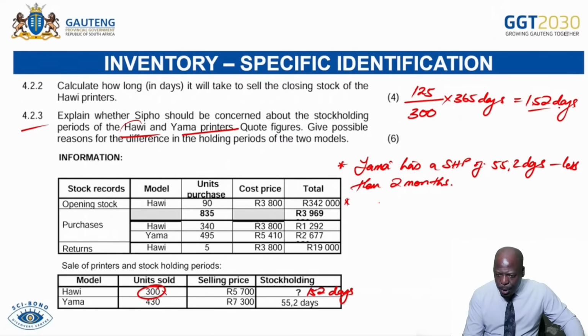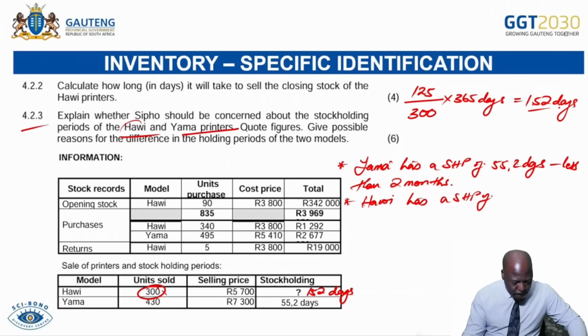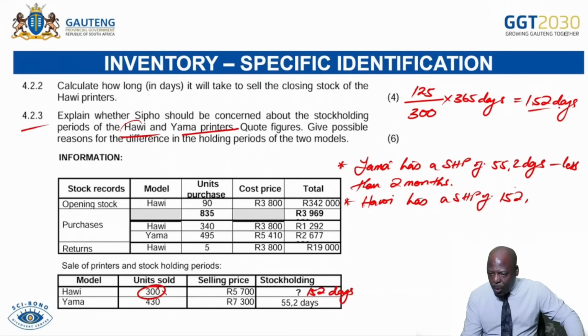But if you come now to the Howie, your Howie has a stock holding period of 152 days. If you're looking at it in months, we divide that by 3, and we're looking at around 5 to 6 months. All right, so this is more than 5 months.